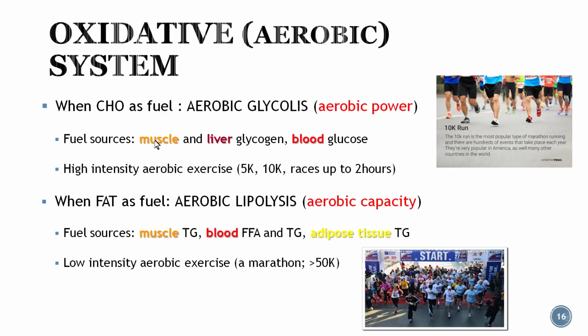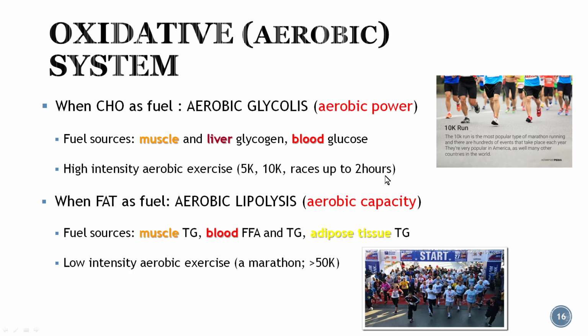Also, you can use your carbohydrates, all of them, not just muscle glycogen, but muscle, liver glycogen, and blood glucose, to produce ATP aerobically, okay, and still go through high intensity aerobic exercises. If you look at these examples of high intensity aerobic exercises, you might understand where they are used or what you are using during these kinds of activities, like 5K runs, 10K runs, even races up to 2 hours.